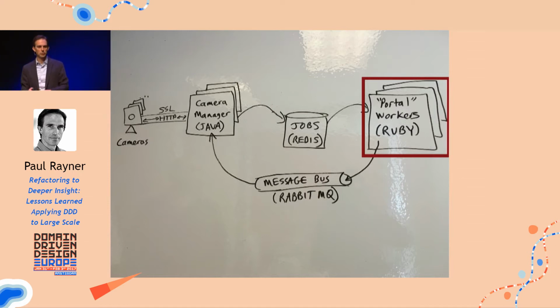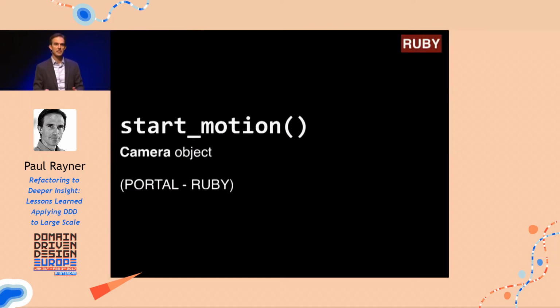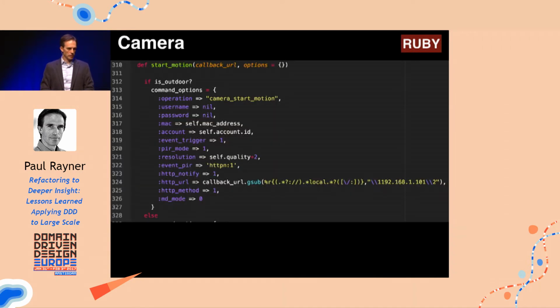So what about on the Ruby side in terms of domain knowledge? Let's look at the start motion method in the camera object. So we have start motion, and then the camera, we run a method, is the camera outdoor, and then we set all these options in the Ruby code as well to do start motion. So here's the question. You're a developer, you come on this team, you need to set up a new capability on a camera. What do you have to touch?